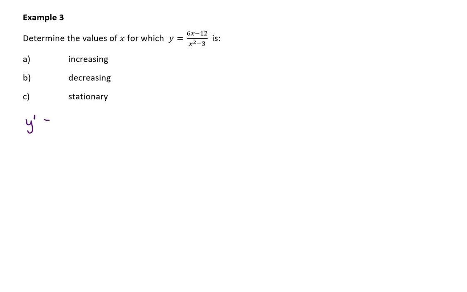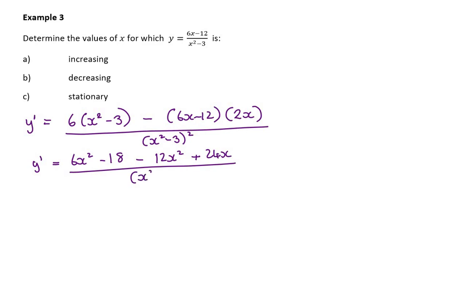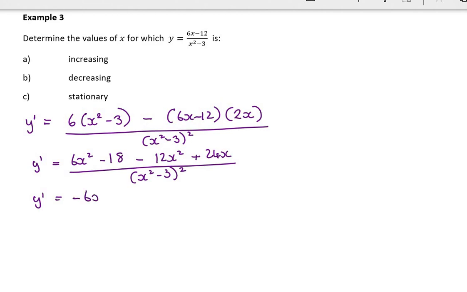So let's have a look at y dash. Now this is a quotient rule, and the quotient rule says differentiate the top, so that's 6, leave the bottom, so that's x squared minus 3, minus, leave the top, multiply by the derivative of the bottom, which is 2x, all divided by x squared minus 3 squared. So if I simplify this a bit, I get 6x squared minus 18 minus 12x squared plus 24x all over this. Now we never multiply the denominator, because if this has any hope of simplifying, you would need to keep that factorized. So this is negative 6x squared plus 24x minus 18 all over my denominator squared.